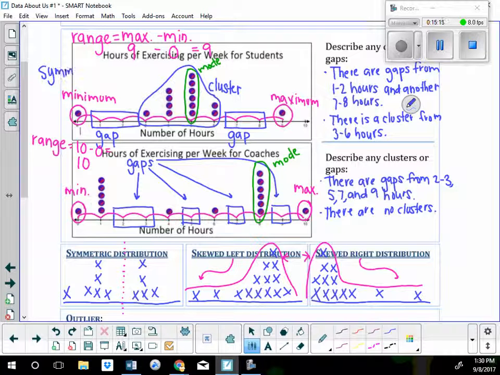Yeah, if we were to fold this in half, right about here. Oops, I'm going to do that one in the middle. If we were to fold that in half right there, it would be symmetric. Now, I would describe this one for coaches as non-uniform, because it's not any of our examples. So we could call this one non-uniform. Okay. Because it doesn't really fit any of the distributions that we were looking at.